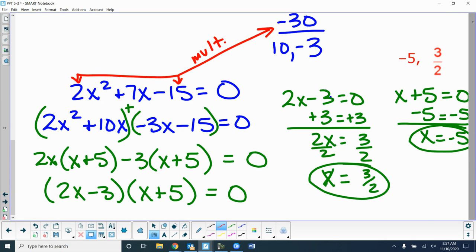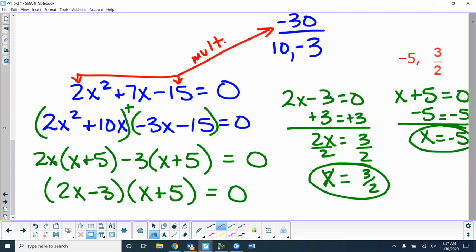All right, so if A is bigger than 1, which in this case it's a 2, right? You need to multiply 2 times negative 15, which is negative 30. And then you look for factors of that number that add up to 7, which is what 2 numbers? 10 and negative 3. Yeah. Now here's what's different.